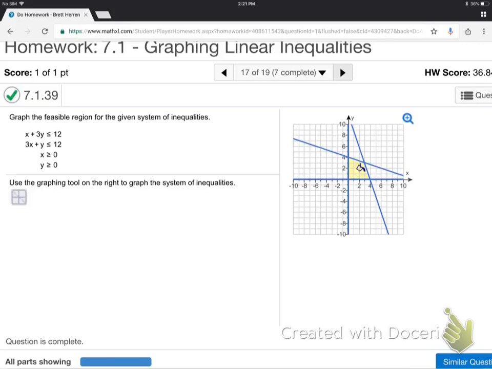Let me show you. So, okay. So, we have two equations at the beginning, two main equations. First one, x plus 3y less than or equal to 12. Second one, 3x plus y. That's very similar, aren't they? Less than or equal to 12. Okay. Now, what about that x, y greater than or equal to 0 thing?